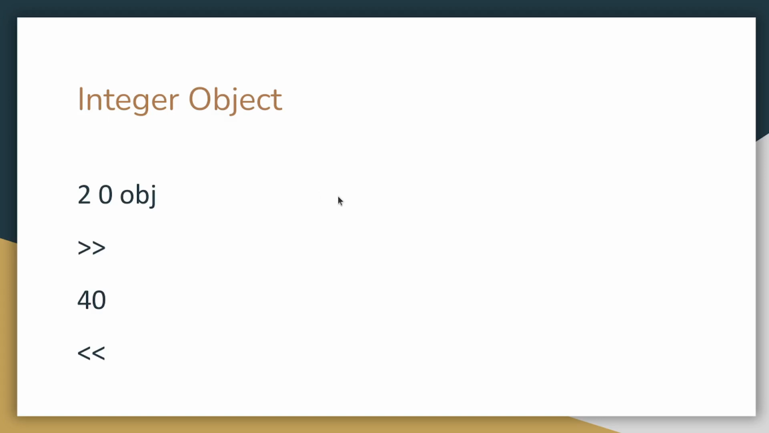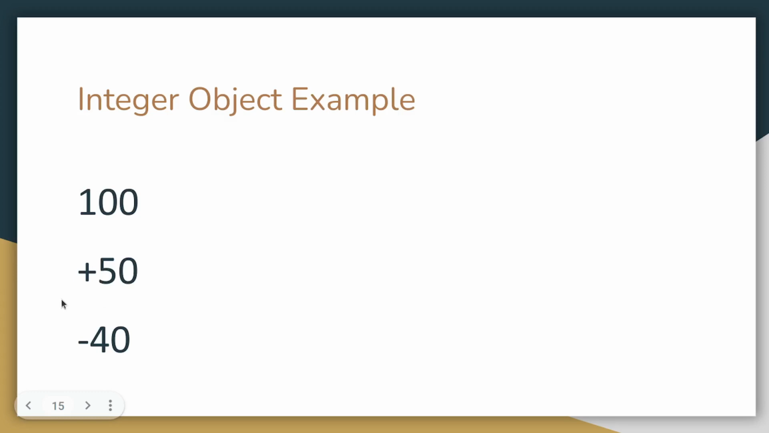It could be positive or negative. It could be 100, it could be plus 50, it could be minus 50. The sign is optional. We could include the positive sign if you want to, or we could also not mention any sign, and it would be by default a positive value.